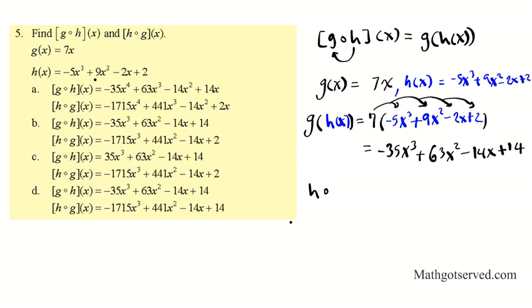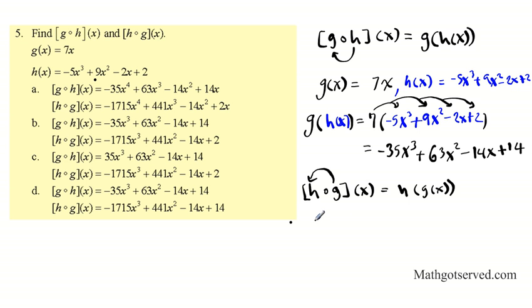h circle g of x. What does this mean? It means that h is composed with g, which is the same thing as h of g of x, because in this case, the input function h is being plugged into is g, and g is being plugged into h.